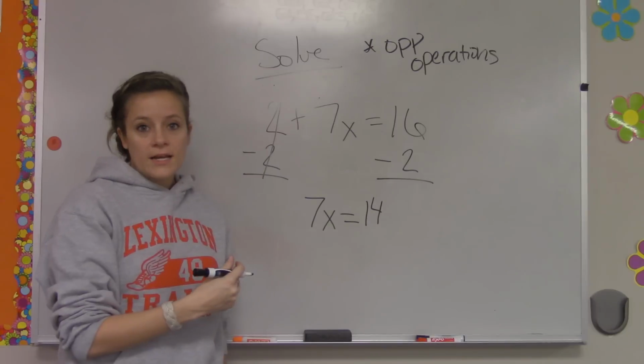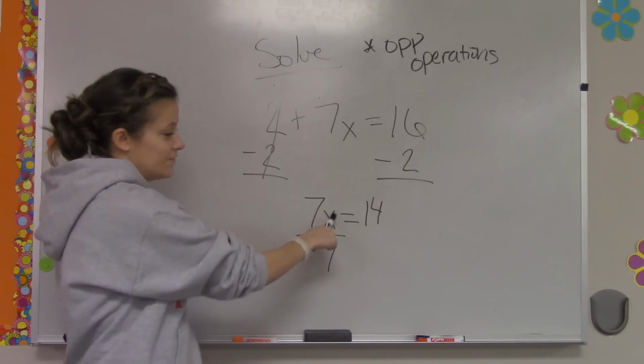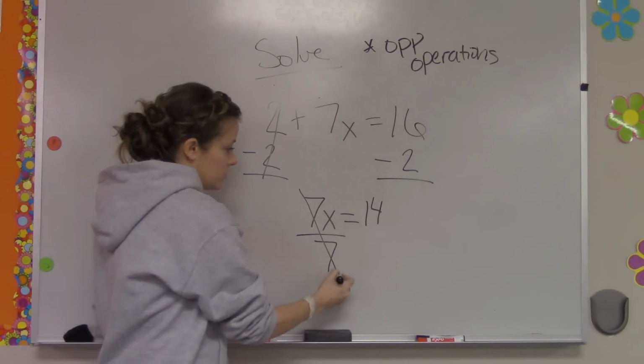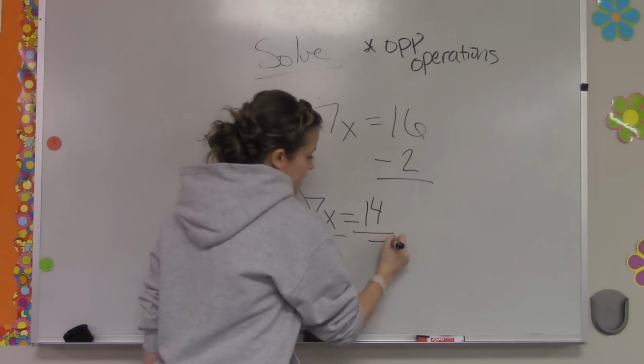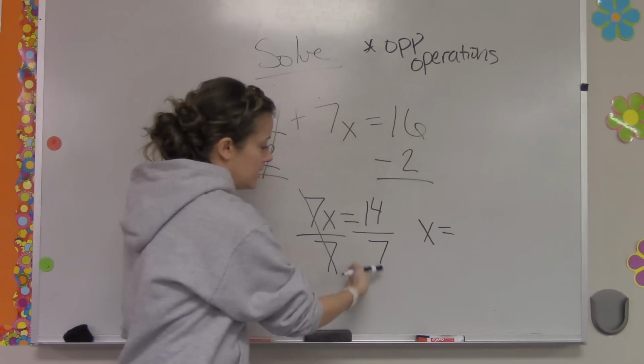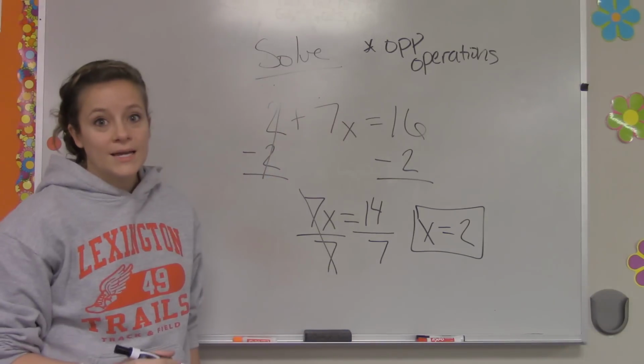In my sentence earlier, I said, first I will subtract, then I will divide, because this is 7 times x, and the opposite would be to divide by 7. So you cancel the 7s, and what I do to one side, I have to do to the other. Now I have x equals, and 14 divided by 7 is 2, so that is my answer.